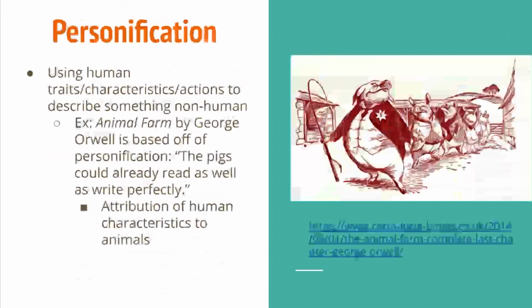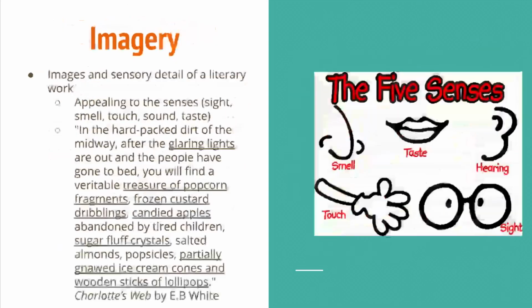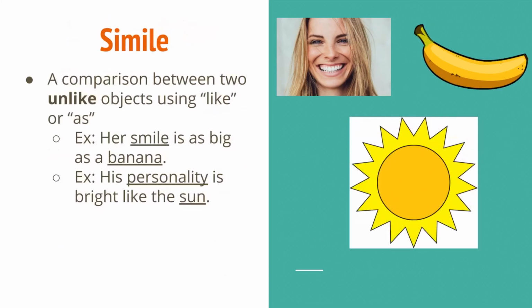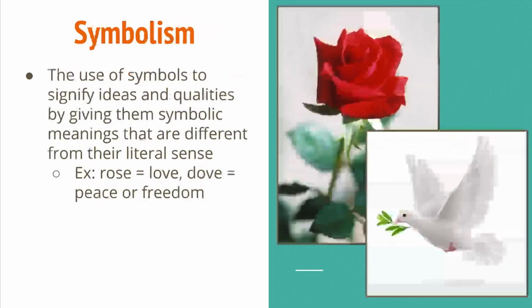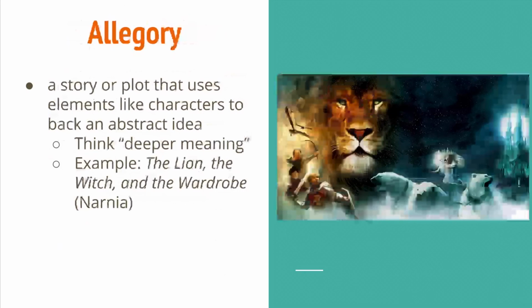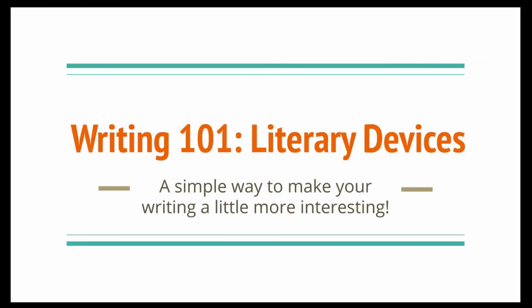Okay, so we have finished going over the 5 literary devices that we had to go over today. I'll just do a quick review. So we just did personification, we did imagery, we went over what a simile was, then symbolism, and allegory. So that sums it up for today's lesson.